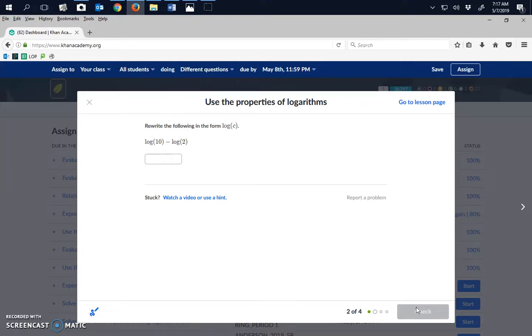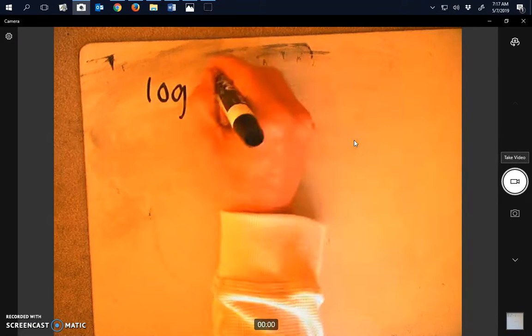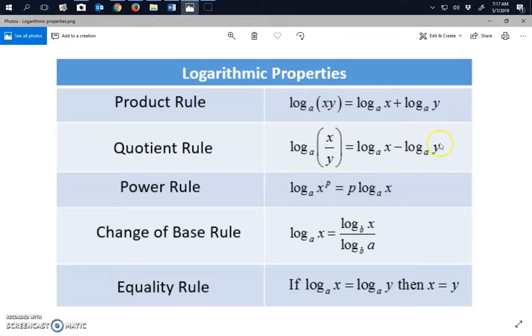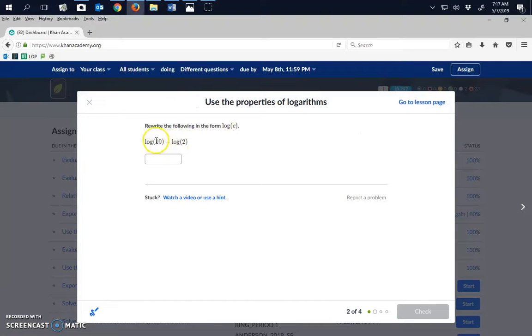All right, next question. We have a subtraction problem. So it's log base 10 of 10 minus log base 10 of 2. So we write those two numbers as a division problem using these properties. If we subtract, we take the first number and we put it on top, take the second number and put it on bottom. So if we go back to our question, we're going to have 10 divided by 2, which would be log of 5. All right, next question.